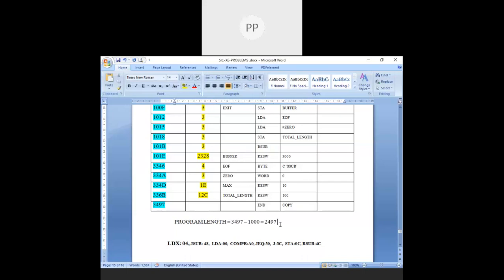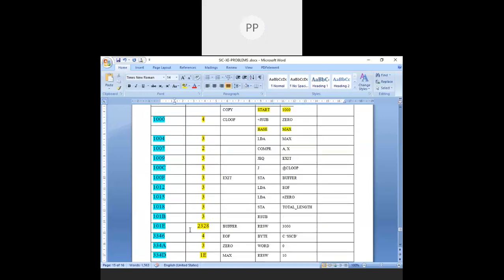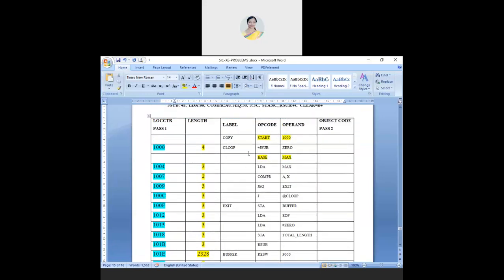All of you have created the symbol table? Yes, ma'am. I will not do it here. You want me to write the symbol table? No, ma'am. Okay, I'll just put symbol table. Next one. Okay, and what is this value?